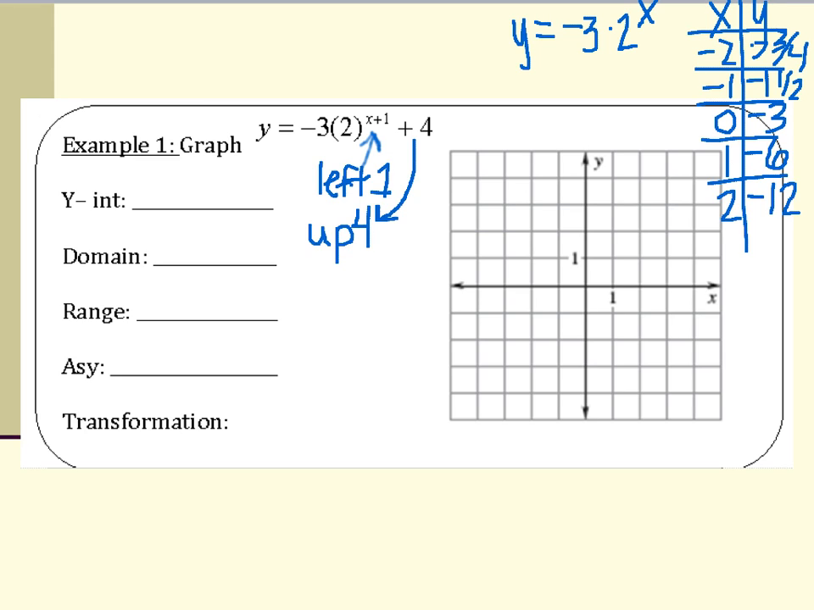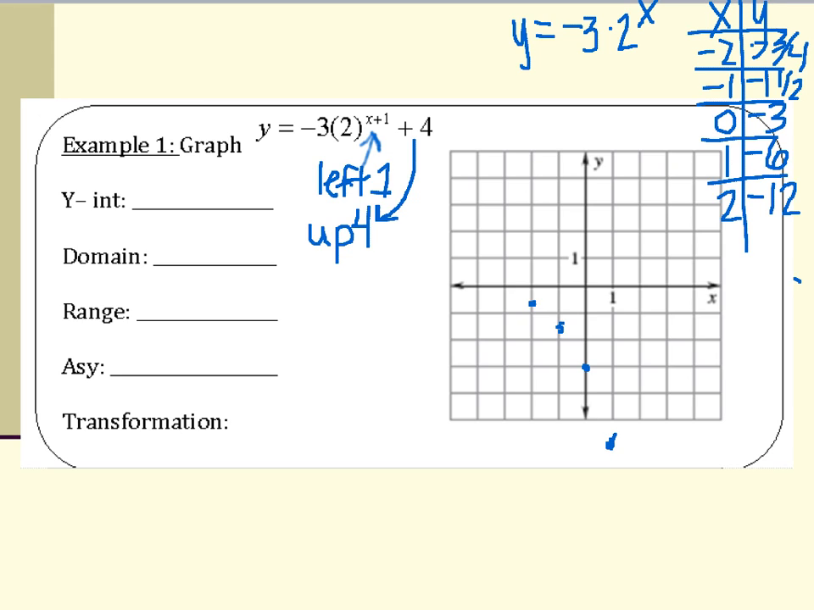So -2, -3/4 would be right about here. And you should be thinking, hey, that 3 is a negative number. My A is negative, so this is going to be a reflection over the x-axis. -1, -1 1/2 will be right here. 0, -3 would be right here. +1, -6 would be right about here.